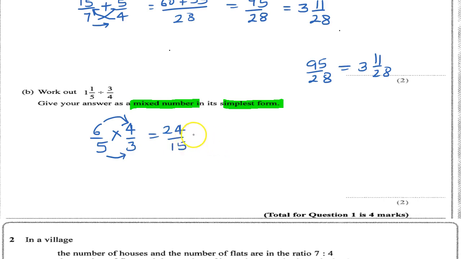Now you need to leave your answer as a mixed fraction. So let's simplify. 24 and 15, they come in the 3 times table. So 3 times 8 is 24, and 3 times 5 is 15. So it is in simplest form, and we can write down the answer as a mixed fraction. So it will be 1 3 over 5. So your answer is 1 3 over 5. Okay, now let's go for another question.